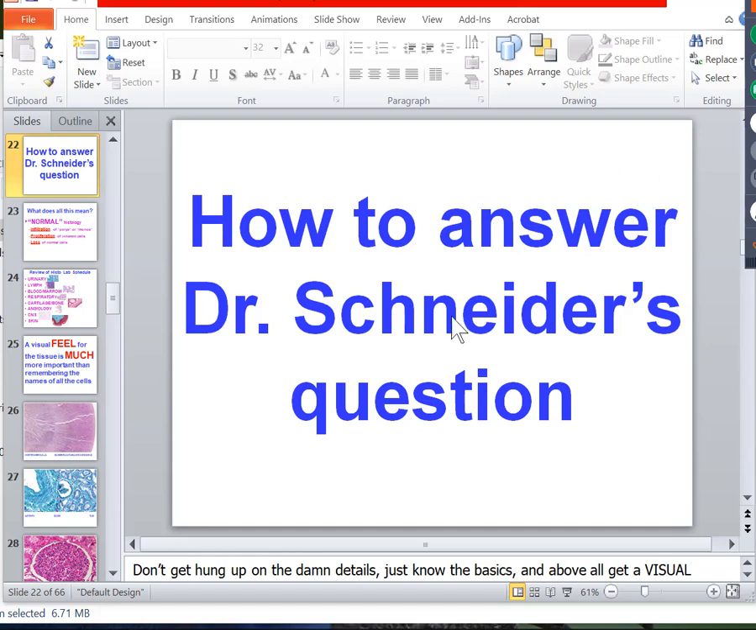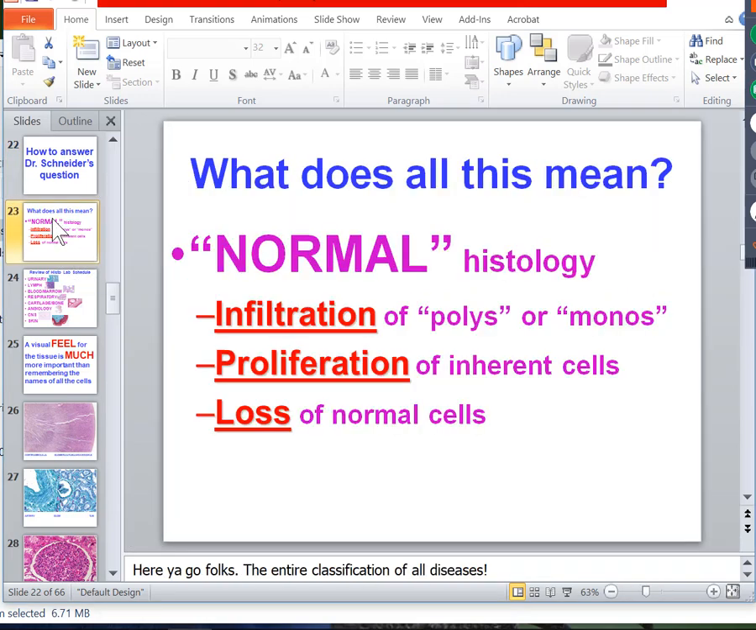So that's the answer to Dr. Schneider's question. You're too interested in learning the names of all those little cells rather than looking at the big picture. Okay, so what does normal histology mean? It means you look at something, like you look at a face. Maybe the face looks normal. Maybe the face is not normal. But what does all this mean?